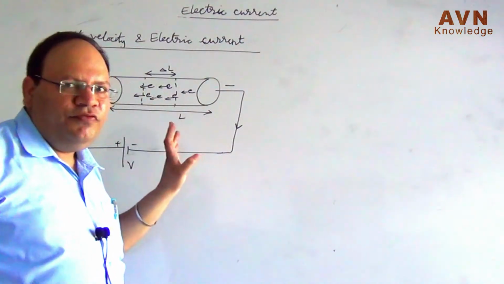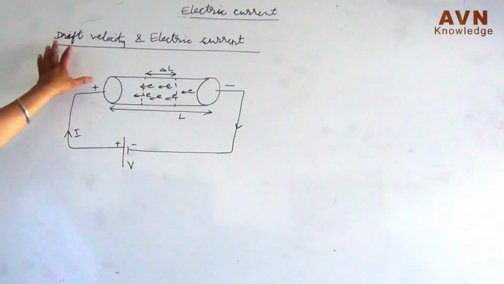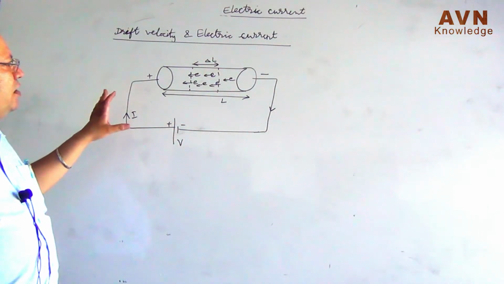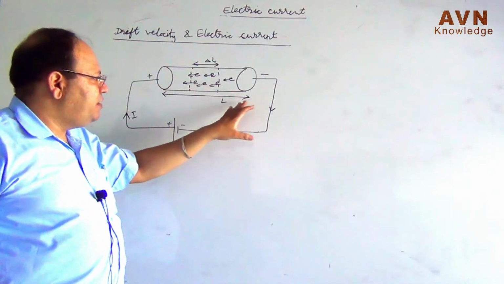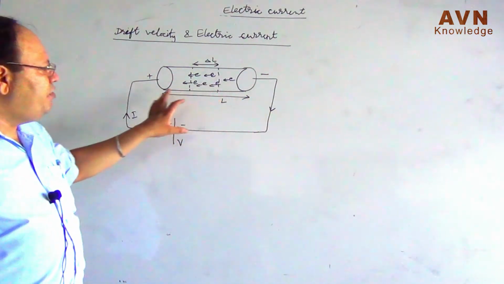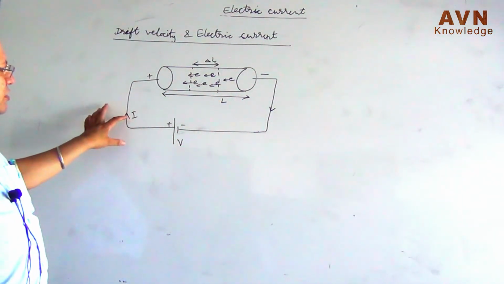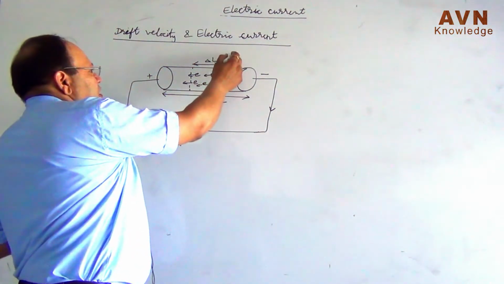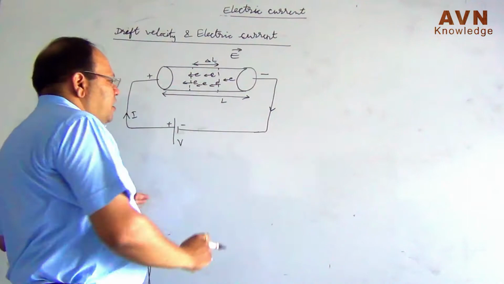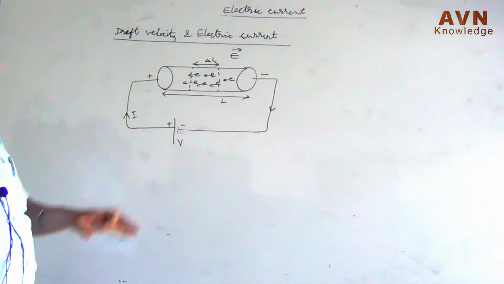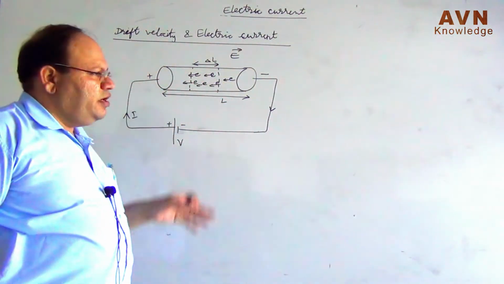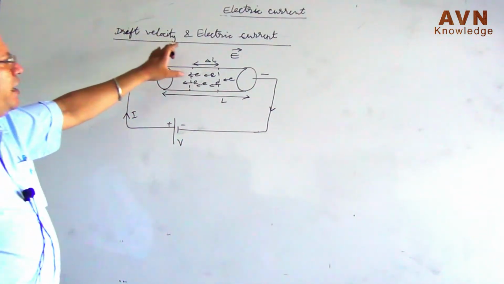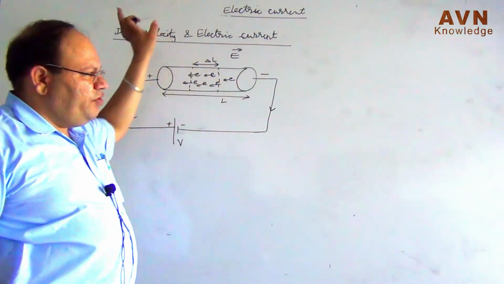In the previous video, we already derived the relation between drift velocity and electric field. So here, we take a conductor of length L, and the current flowing is I. An electric field E is applied on this conductor, and the electrons flow in the opposite direction to the electric current. So here we derive the relation between electric current and drift velocity.